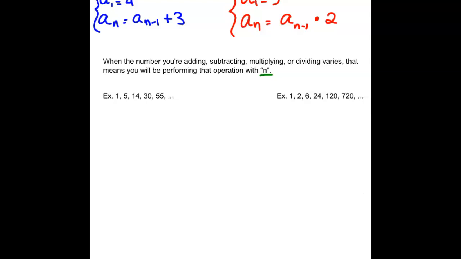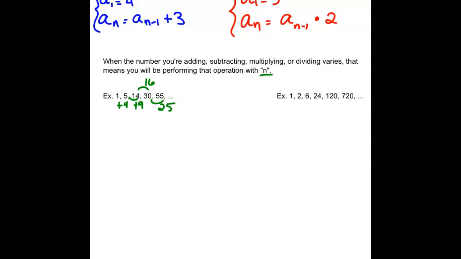All right, so for this one, we start with a 1. To go from 1 to 5, I could add 4. To go from 5 to 14, I'm adding 9. To go from 14 to 30, I'm adding 16. To go from 30 to 55, I'm adding 25. And if you look at those numbers, 4, 9, 16, 25, those are all perfect square numbers.